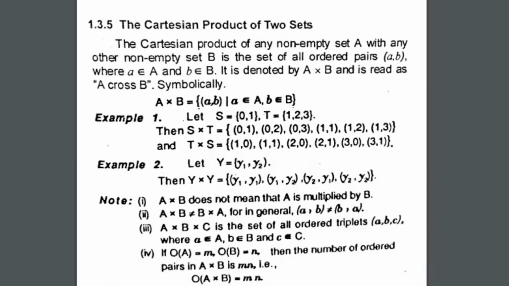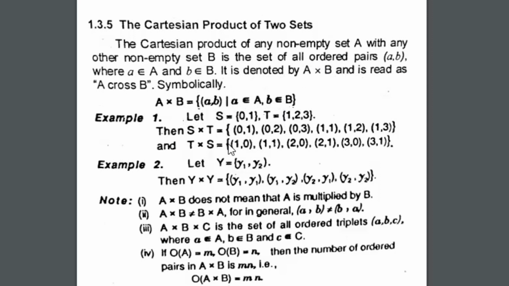Here is the Cartesian product of two sets. The Cartesian product of any non-empty set A with any other non-empty set B is a set of all ordered pairs (a, b) where a belongs to A and b belongs to B. It is denoted by A cross B and is read as A cross B. Here you can see (a, b) such that element a belongs to set A and element b belongs to set B.